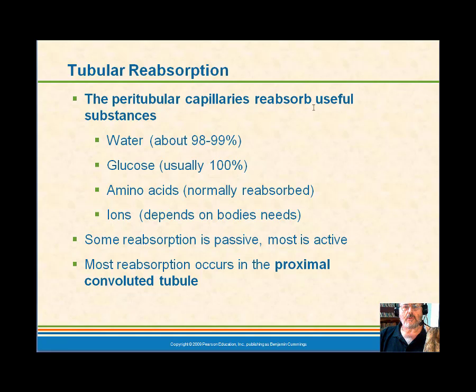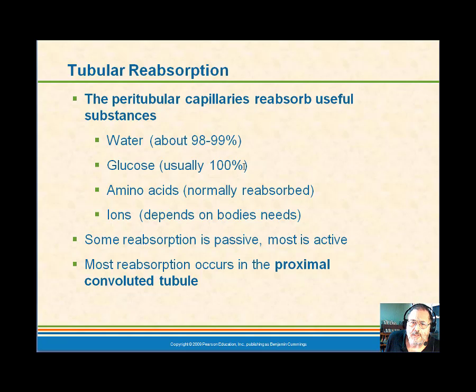Peritubular capillaries reabsorb most useful substances. As I said before, about 98 to 99% of the water that we lose in filtration gets reabsorbed. Glucose, nearly 100% of that is reabsorbed. Generally, it is 100% of that, but sometimes it can spill over into the urine if it has a high level in the bloodstream. Typically, blood sugar levels run between 80 and 100 milligrams per deciliter. When it gets into the 300 plus range, that's when we start seeing it spilling over into the urine.